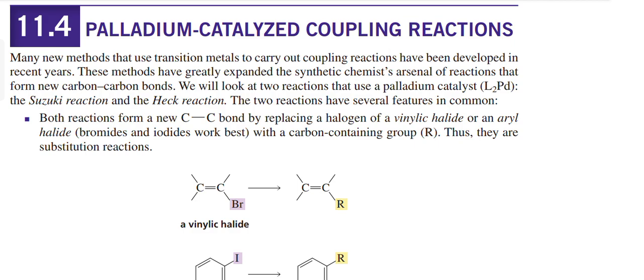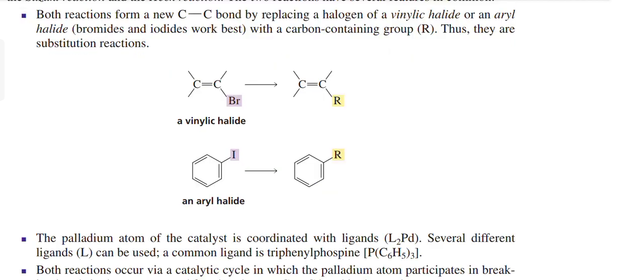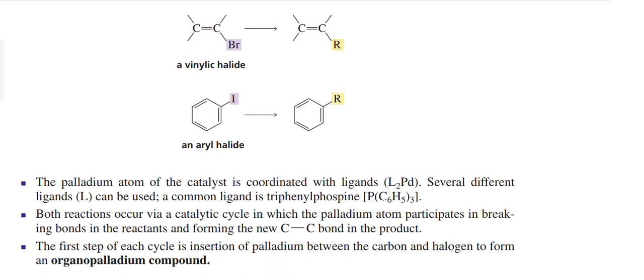The two reactions have several features in common. Both reactions form a new carbon-carbon bond by replacing the halogen of a vinylic halide or an aryl halide. Bromides and iodides work best with this reaction, with a carbon containing R. Thus, they are substitution reactions. The palladium atom of the catalyst is coordinated with ligands, L2Pd. Several different ligands L can be used. A common ligand is triphenylphosphine.